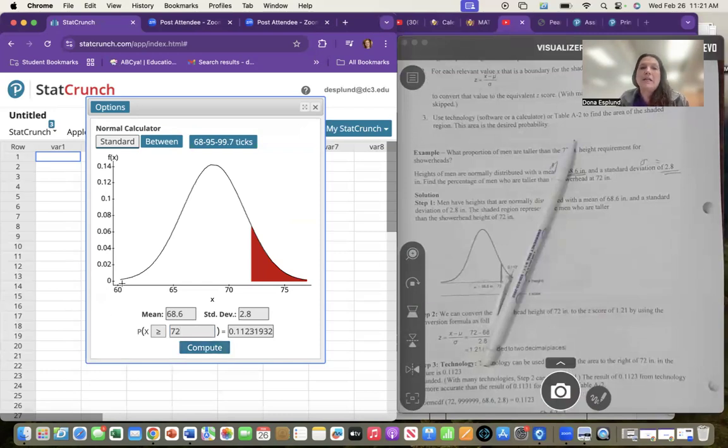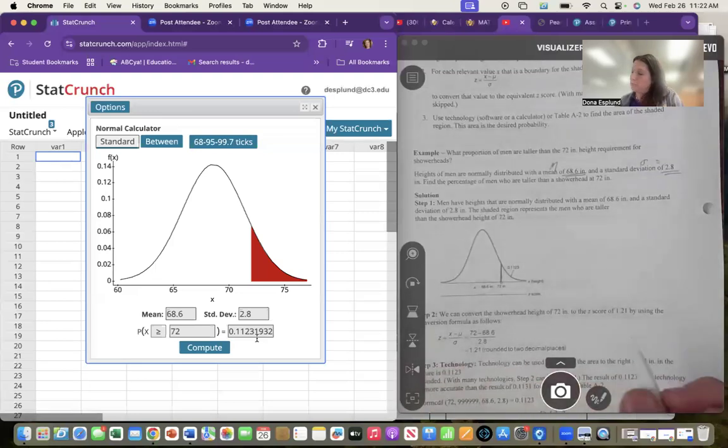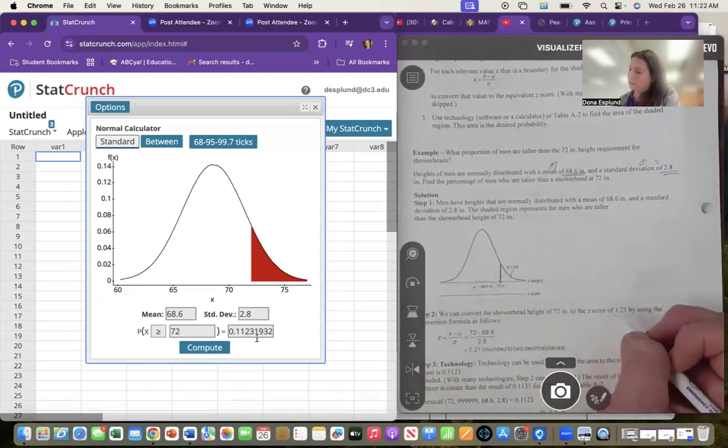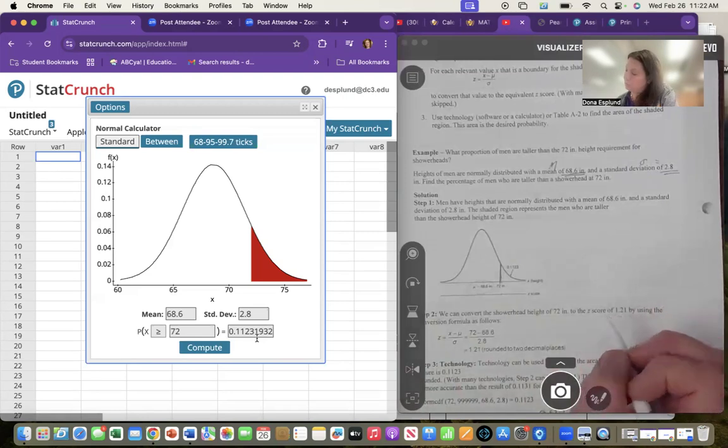Notice that it does shade in my normal distribution curve, and again having a mean of 68.6. You could see that that's kind of right where it falls. And then obviously I'm looking for the shaded area that's going to be to the right of 72, which gives me a value of 0.1123. And remember that 0.1123 is the same as your percentage. So that would be 11.23%.